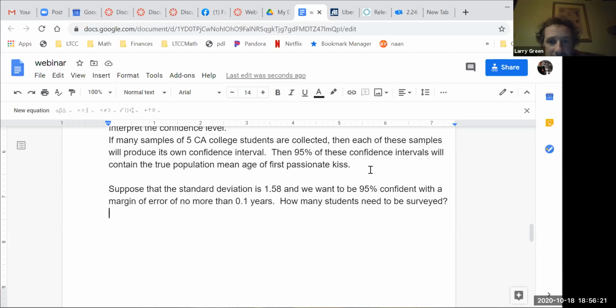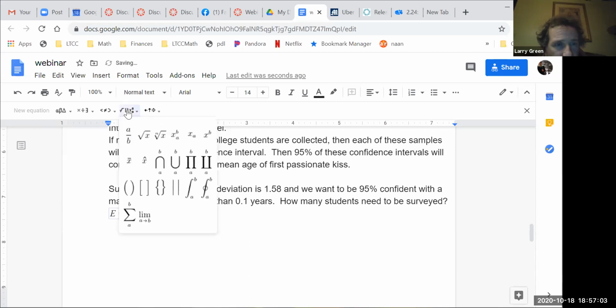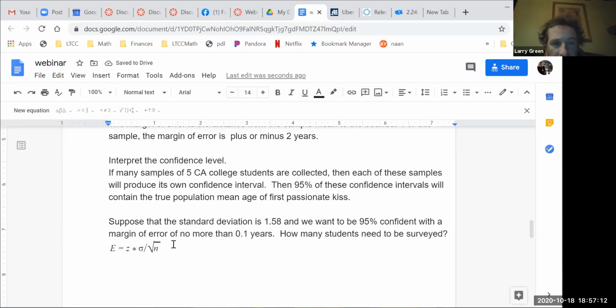Okay, I want to mention something. So the confidence interval goes by the following. We know that our margin of error, I'm going to use E for margin of error, is equal to the Z value times the standard error, which is sigma over root n. Now in this question, what variable are we looking for? When I say how many students do we need to be surveyed, what am I asking for?